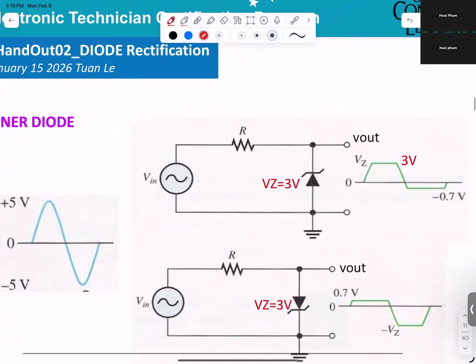Okay, just this one, just try to go quickly. We will explain to you how they work. You know this is sideways. They connect inner VG 3 volt. So when the input is positive 5 volt, 5 volt is higher than 3. You see that? So they break down at 3.